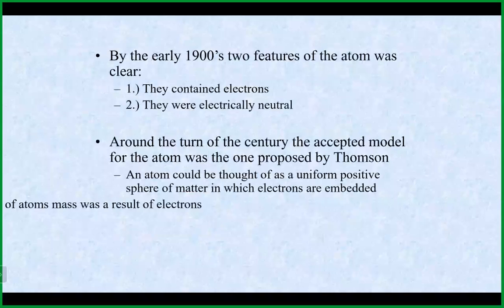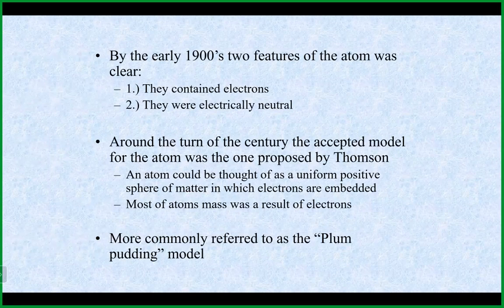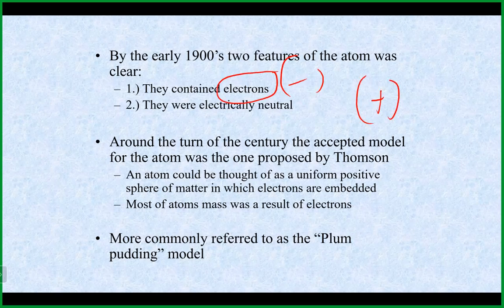So obviously through these experiments, they were able to determine that the atom does contain these negatively charged electrons and that the atom was electrically neutral. So in order for something to be neutral, if it has something that is negatively charged, the atom must have something else that is positively charged to balance it out. So there's always this understanding that although it does contain electrons, there has to be something else in the atom to balance out the negative charge from those electrons. And the early model of the atom was the one that was proposed by Thomson. And Thomson proposed what is sometimes referred to as the Plum Pudding model of the atom.